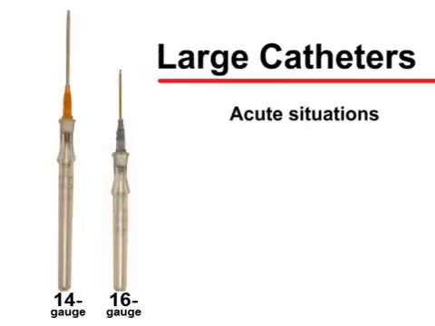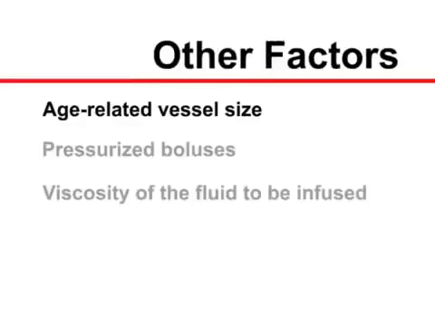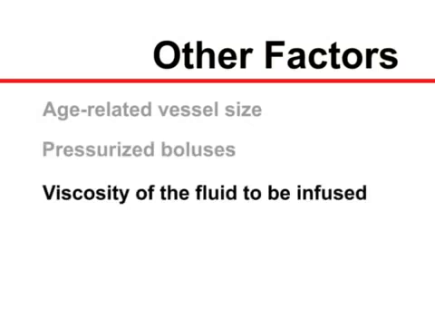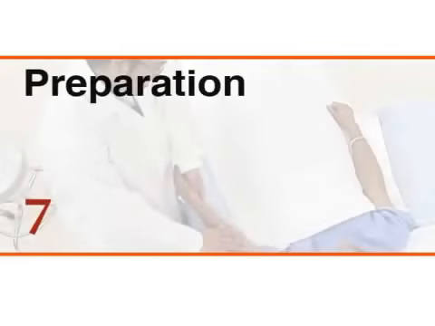Large catheters, such as 14 and 16 gauge, are used in acute situations for fluid resuscitation. For example, in managing hypovolemia in a trauma patient or in a patient with severe dehydration. Other factors that may influence the size of the catheter used include age-related vessel size, the need for pressurized boluses for administration of contrast or medication, and the viscosity of the fluid to be infused.